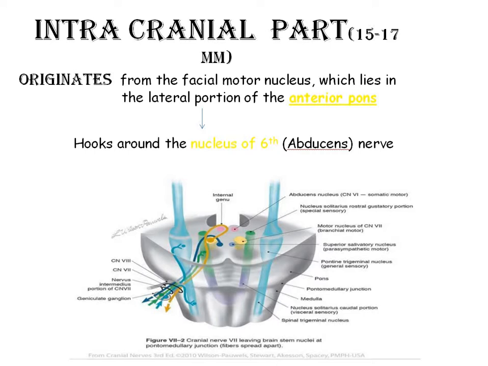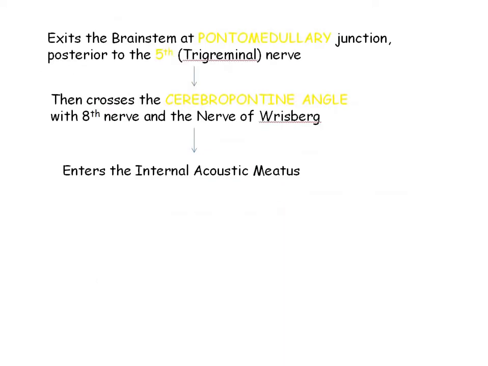It originates from the facial motor nucleus, which lies in the lateral portion of the anterior pons. It hooks around the nucleus of the 6th abducent nerve. Here we can see how it hooks around the abducent nerve. This is the abducent nerve and this is the facial nerve. It exits the brainstem at the pontomedullary junction, posterior to the 5th trigeminal nerve. Then it crosses the cerebellopontine angle with the 8th nerve and the nerve of Wrisberg. It then enters the internal acoustic meatus.